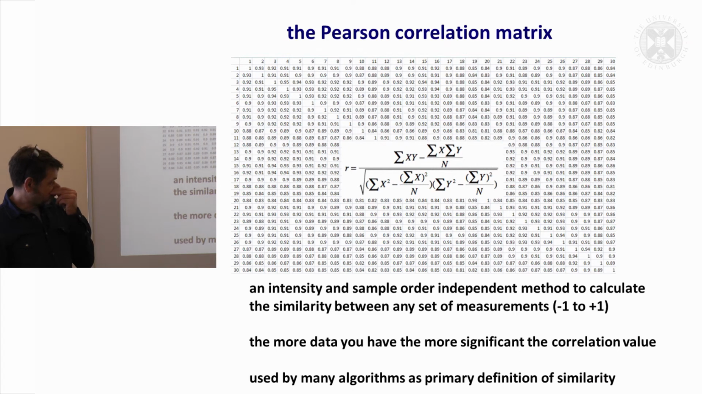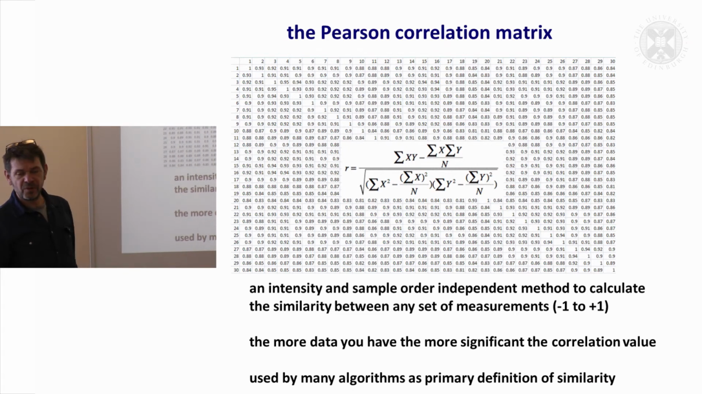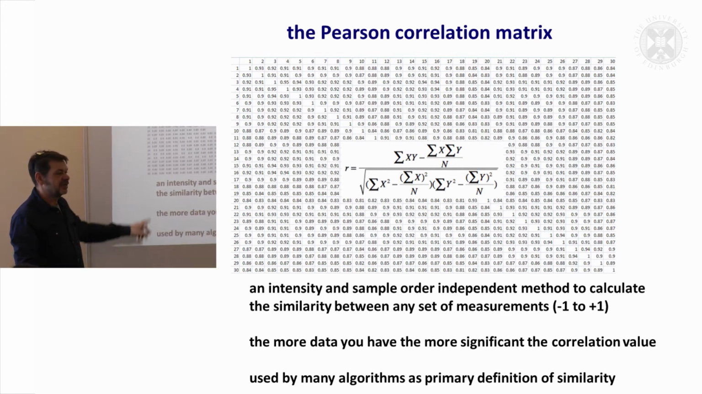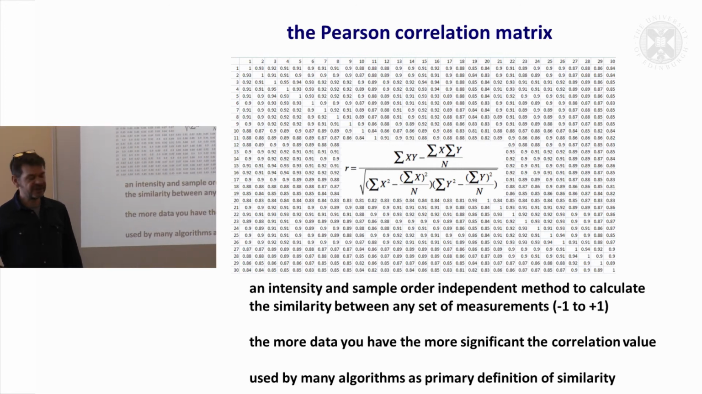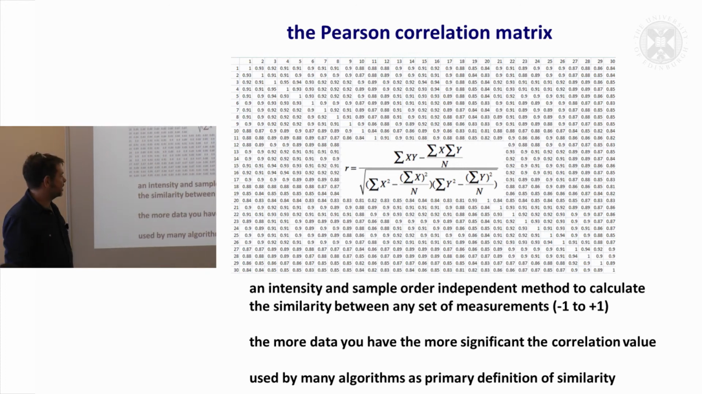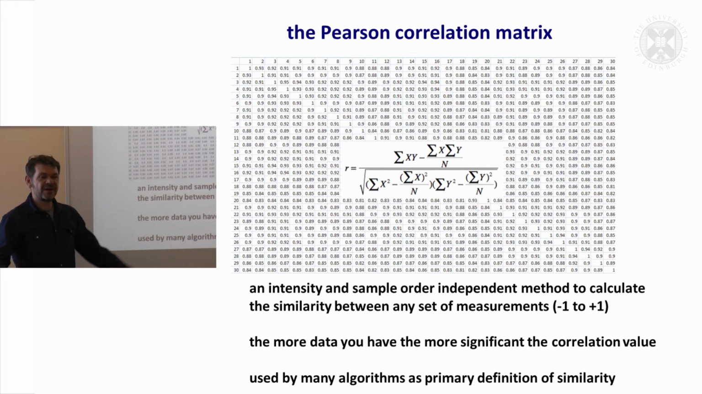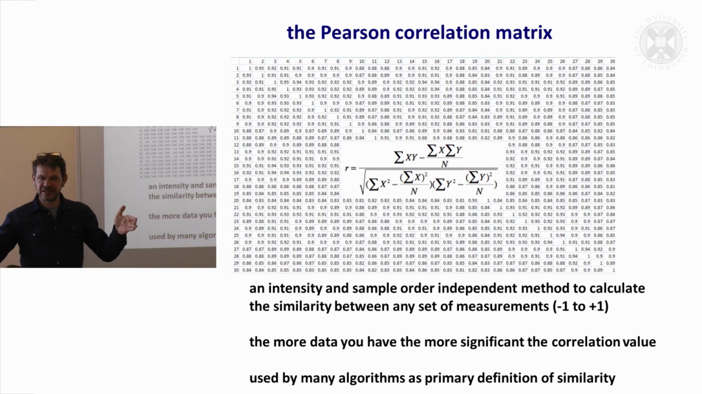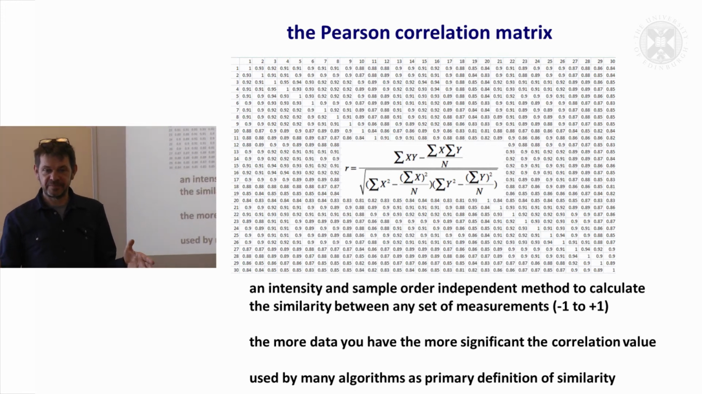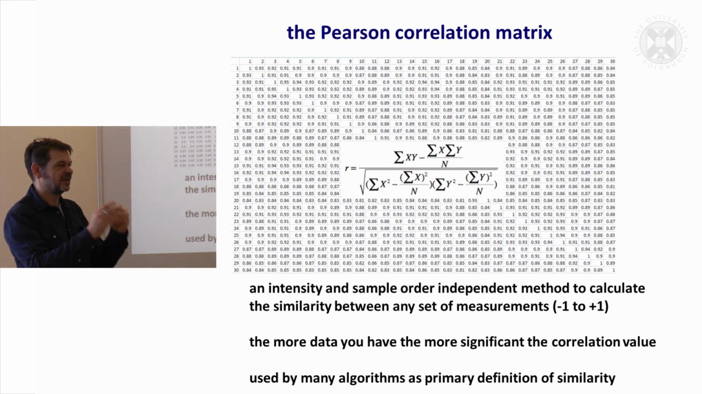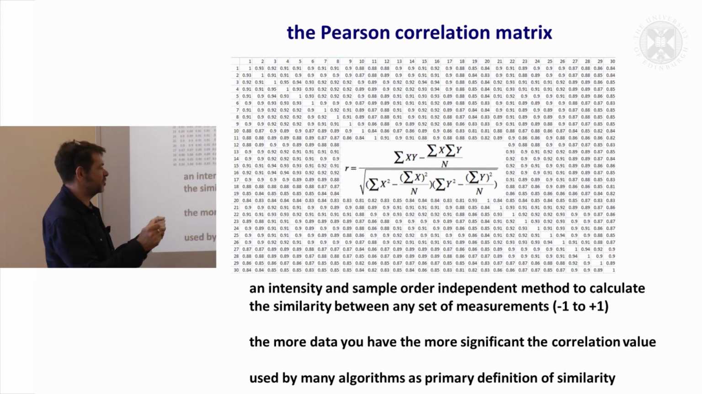So as I mentioned before, what biolayout has been optimized to do is to make this calculation, the Pearson correlation. It's intensity and sample order independent. It doesn't matter which way you order your samples, your Pearson correlation between 2 sets of numbers will always be the same. So whether you put the replicates first or the time points first, the relationship between any 2 sets of measurements will be the same.